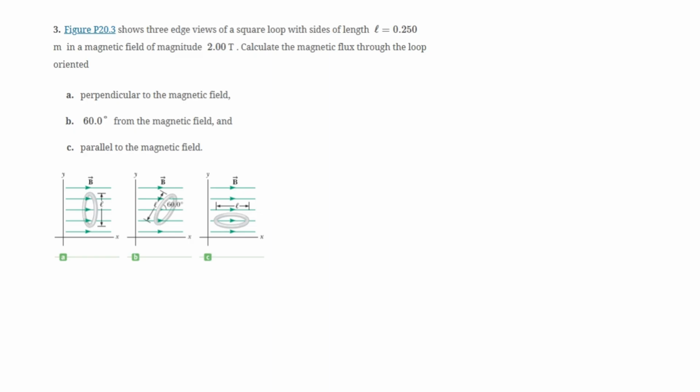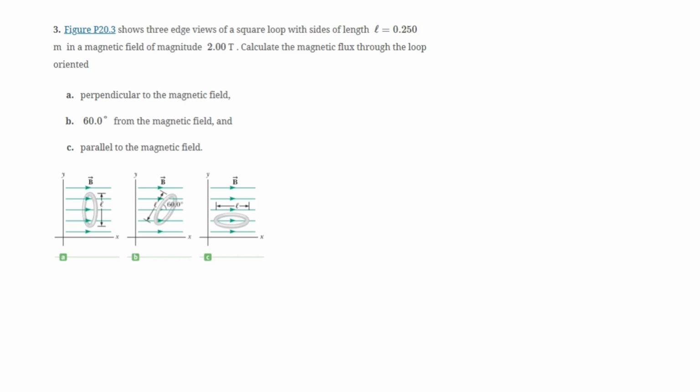They say that the figure below shows 3 edge views of a square loop with sides of length L equals 0.250 meters in a magnetic field of magnitude 2 Tesla. So they say calculate the magnetic flux through the loop first when the loop is oriented perpendicular to the magnetic field, when the loop is oriented 60 degrees from the magnetic field, and when the loop is parallel to the magnetic field.